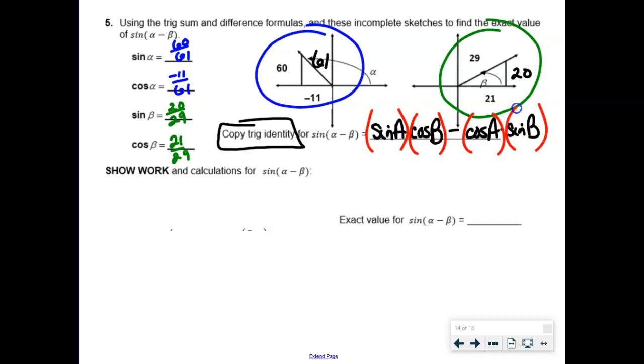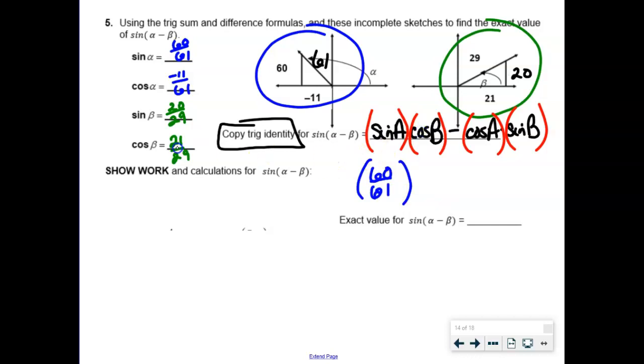Once you write it like that, I guarantee no one's going to do that silly thing you did last time. Because last time what I got from kids was sine of 60 over 61. No, child. The sine of alpha is 60 over 61. So it is the sine function. You don't keep the sine function in your work. So the sine of A, or the sine of alpha, I'm going to replace this guy with a 60 over 61.